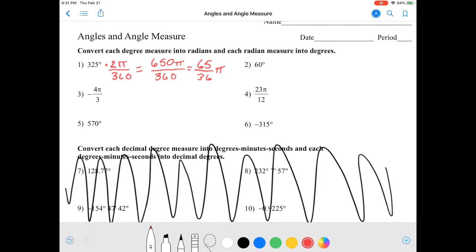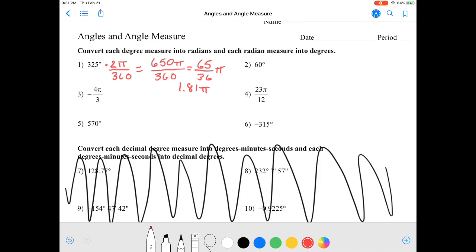So if you were doing this with your calculator and you did 650 divided by 360, you could also get a decimal response, which I'll accept on this paper as well, and it would give you 1.81 pi. Don't forget to put the pi on the end after you do your division.